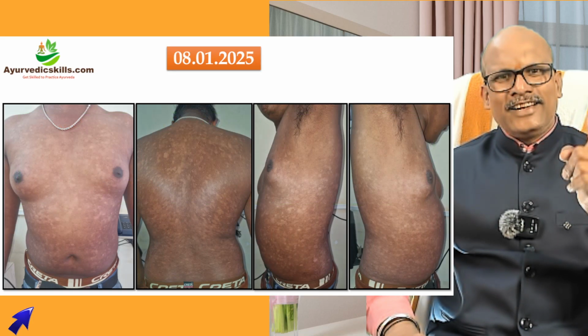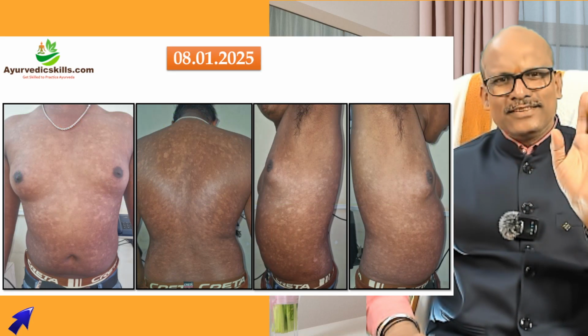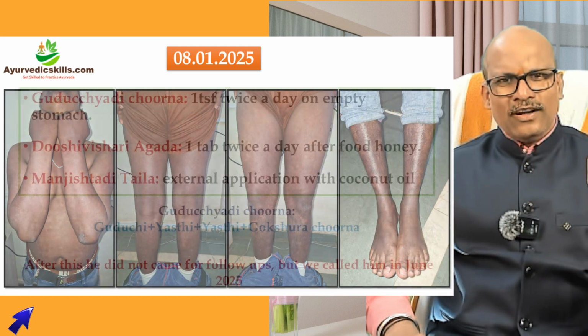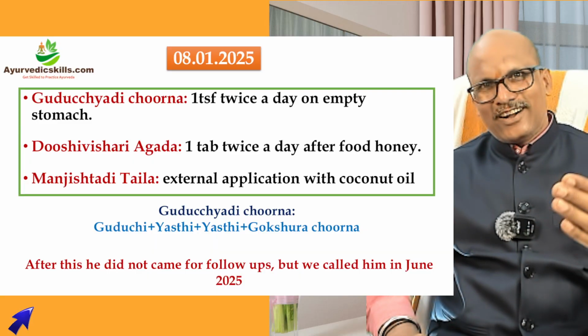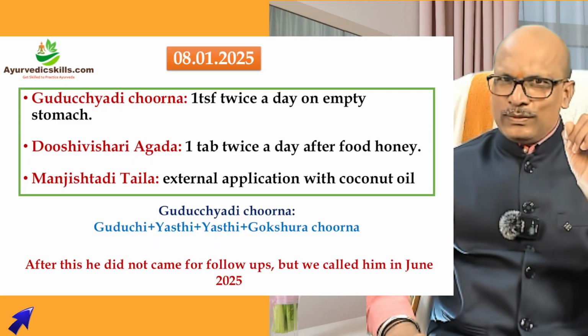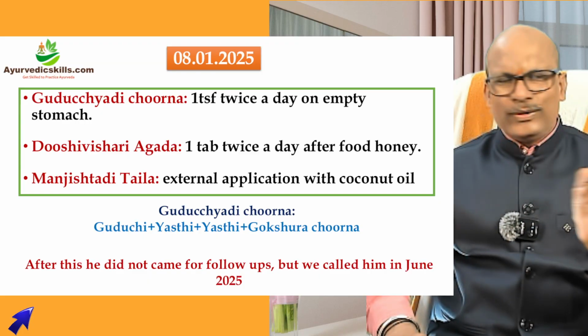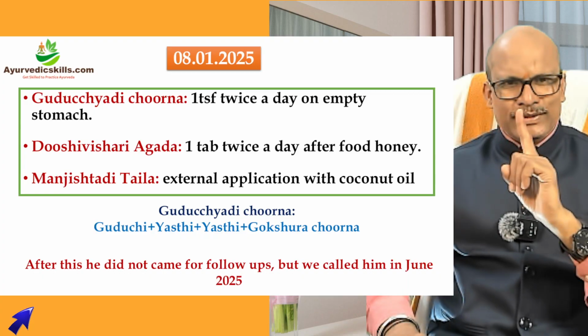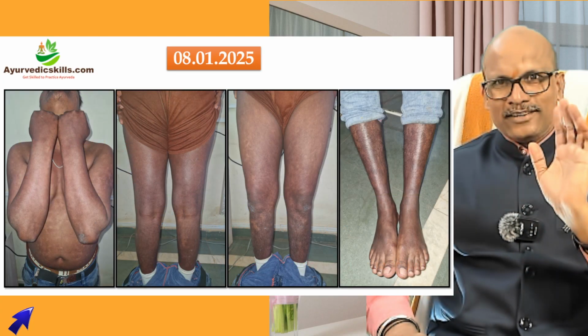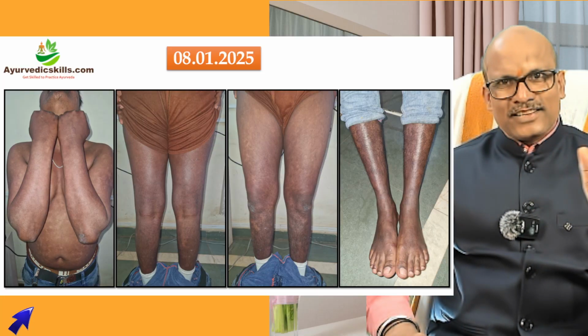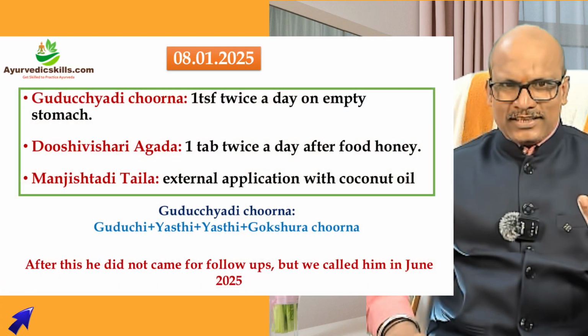This is on 8/11, this is the presentation. Fully, all lesions are gone. Now, Guduchyadi. Now we are going to treat for autoimmunity, right? So Dushivisha, we cannot avoid. Everywhere it will be there, so we have to continue Dushivisha. Right? Manjishtadi Taila, scaling and all is not there, only discoloration is there, so Varna is needed, so Manjishtadi was introduced.